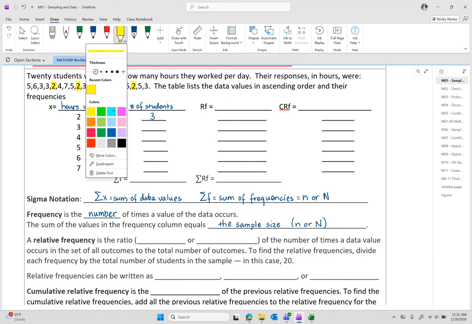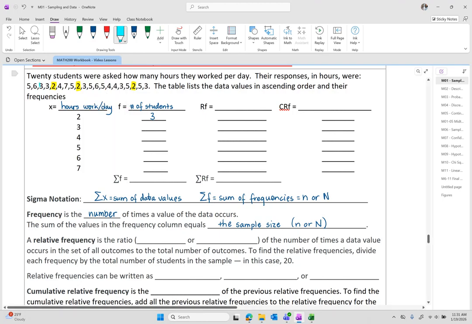Now, 3 hours per day was answered by 1, 2, 3, 4, 5 students, so that will be the frequency. And 4 hours per day had a frequency of 3 students responding, 5 had a frequency of 6, 6 had a frequency of 2, and 7 had a frequency of 1. The sum happened to be equal to 20. That also is a way for me to verify that I have included all my data.